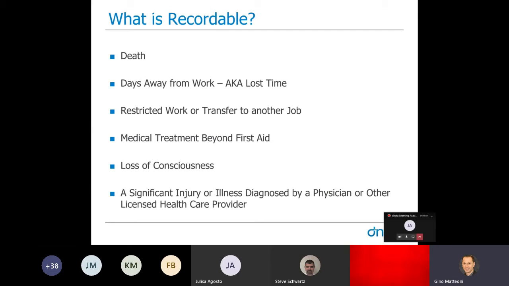Well, in a tragic event of a death, a fatality, that would be considered an OSHA recordable. Days away from work, so a lost time injury, right? That is absolutely recordable. Restricted work or a transfer to another job as a result of a work-related injury, that is considered OSHA recordable. Medical treatment beyond first aid. Well, what does that mean? That's pretty broad. It absolutely is. That would be things like stitches, things like a cast, things like physical therapy.